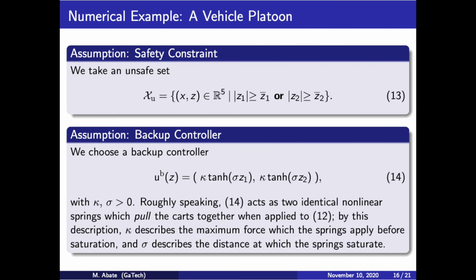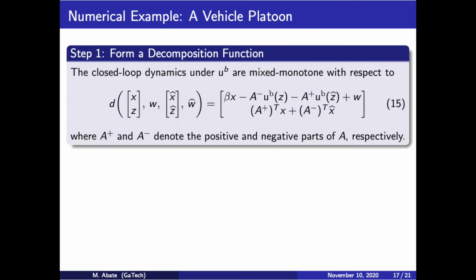And we're also going to assume a backup control policy. This backup control policy is going to take the form given by equation 14. You can think of this backup control policy as though it's two nonlinear springs which act on the carts in the system. It's defined based off the arctangent function, and here there are two parameters, kappa and sigma, which roughly speaking describe the maximum force that's applicable before the springs saturate, and also the distance at which the springs saturate.